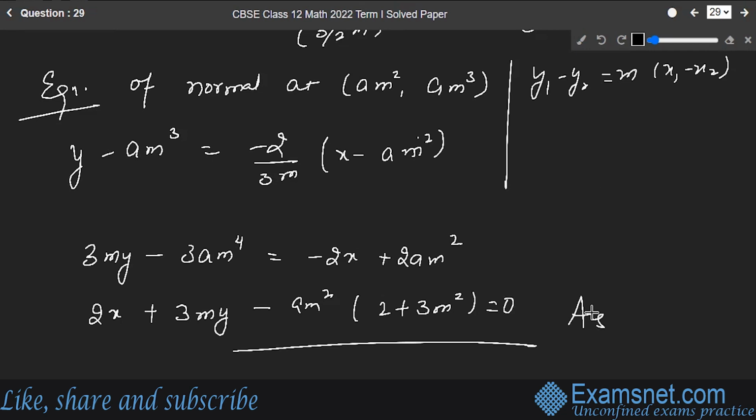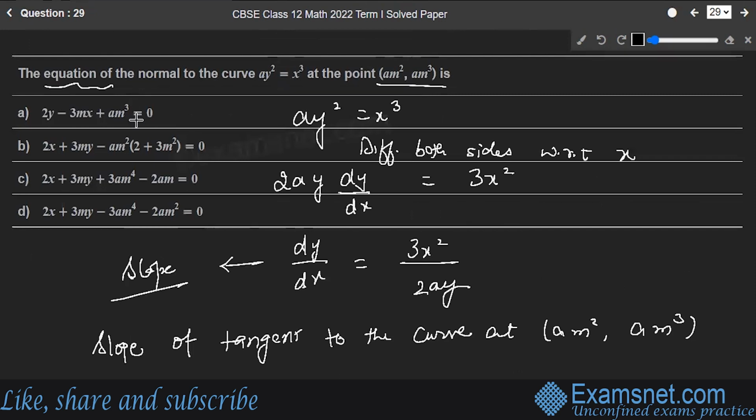And let's check which option it matches. You have option B as the answer to this question. Hope you understood that. Let's move to the next question.